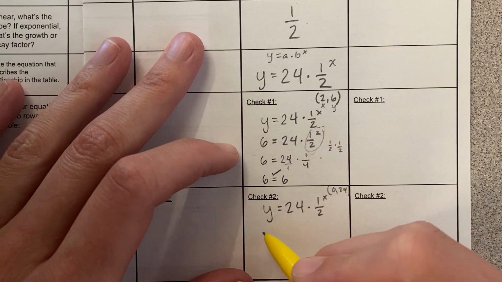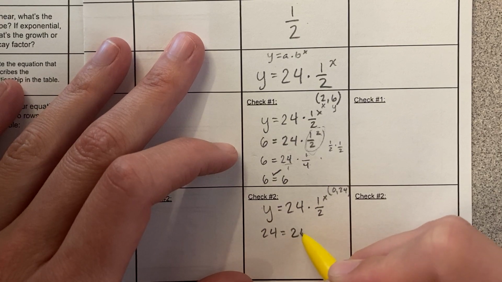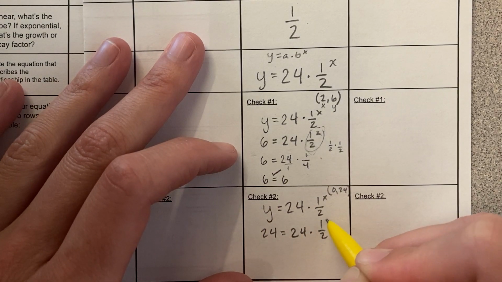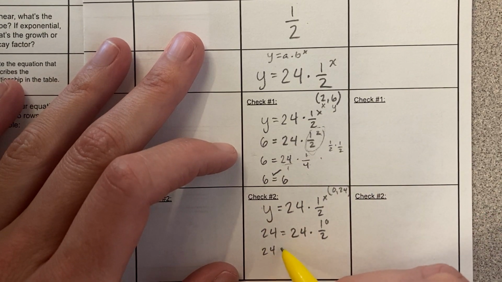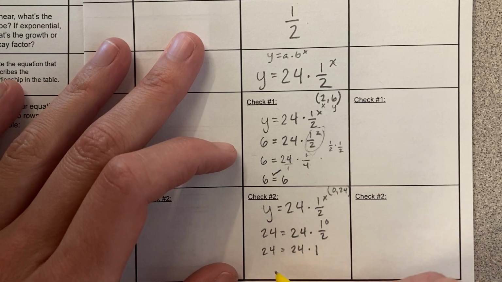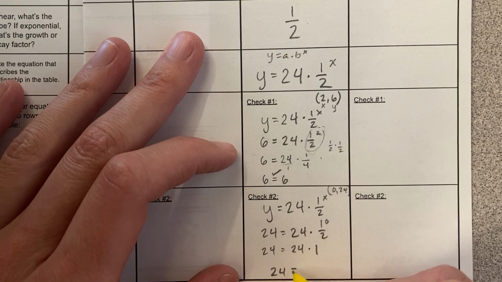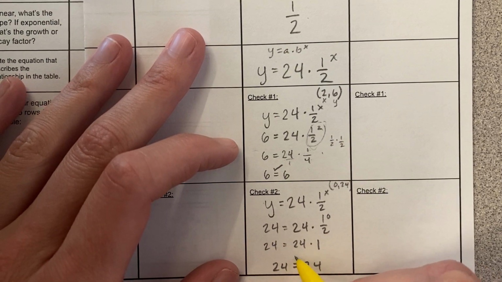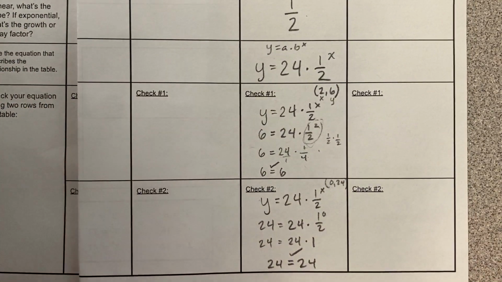So I'm going to plug in 24 for y equals 24 times 1/2 to the power of 0. What's 1/2 to the power of 0? It's the same thing everything to the power of 0 is. It's 1. And what's 24 times 1? It's 24. So we're all set. Okay, so you can make your life a little easier like that.